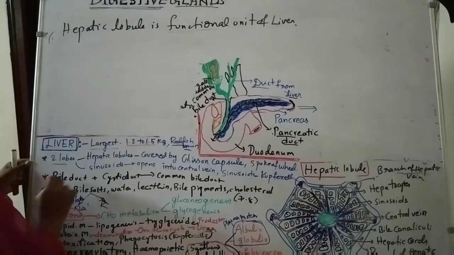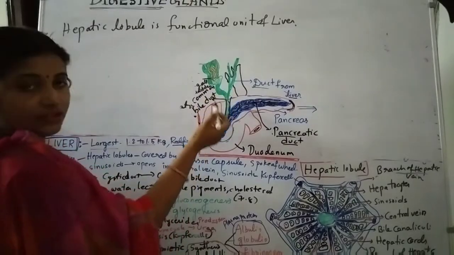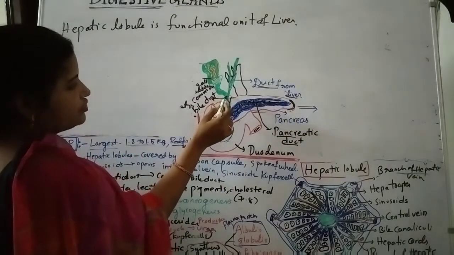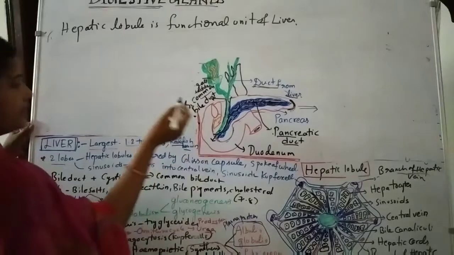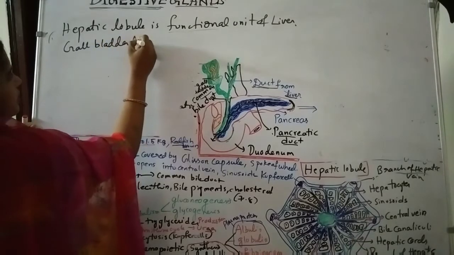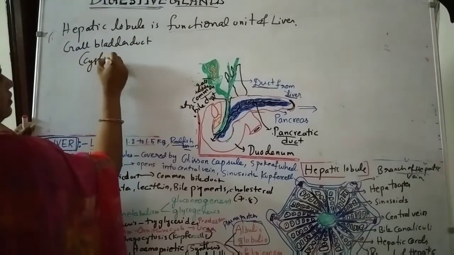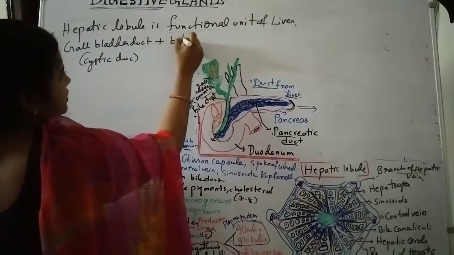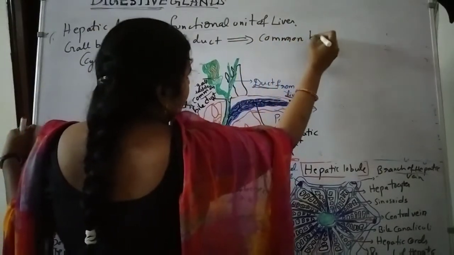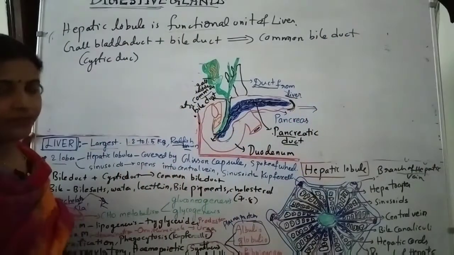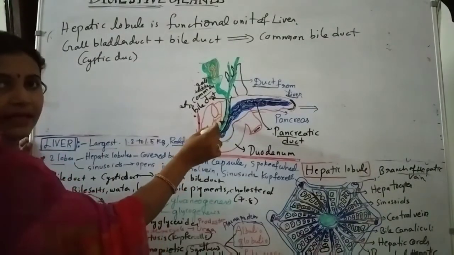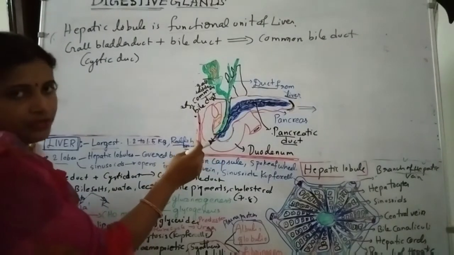And then bile, here once see, again we are coming back to the tubes. The bile duct is nothing but the liver duct, which is coming from the liver, and it joins with the gallbladder duct. The gallbladder duct is also known as the cystic duct. It combines with the bile duct and forms the common bile duct. This common bile duct is connected with the pancreatic duct, and along with the pancreatic duct it opens into the duodenum.